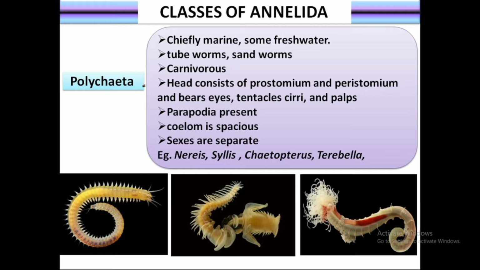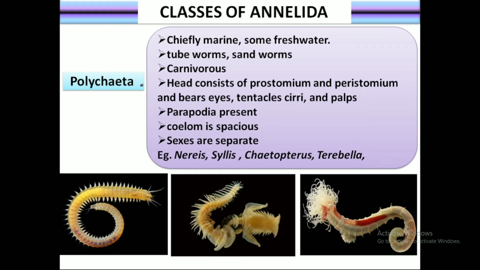Now, if we talk about the classification of the annelids, they are classified into 3 major classes on the basis of the position of the setae and the presence or absence of sensory organs.